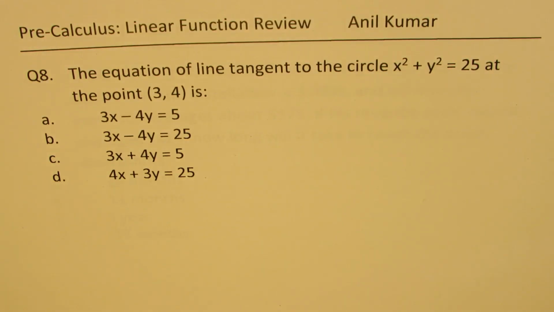Question number 8 is the equation of a tangent line to a circle at a given point. So many of you might not know the answer to this particular question. So in case you know all others, you can always skip to almost the end part and see this answer.